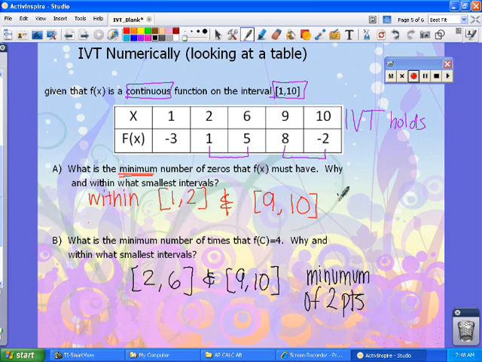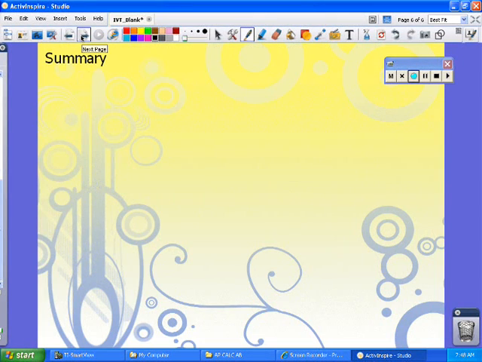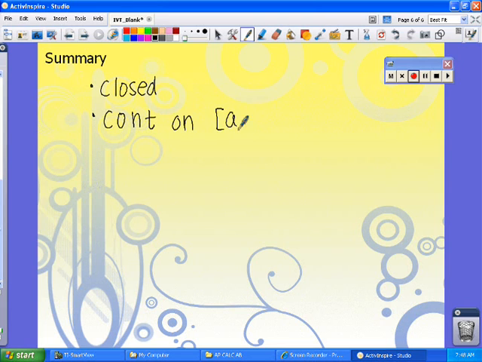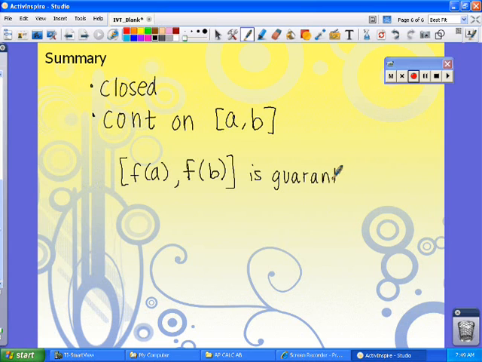So in summary, we need the function to be closed and continuous on the interval from a to b. What happens outside does not matter. Then, given the continuous interval from a to b, every y value from f of a to f of b is guaranteed in the domain of a to b.